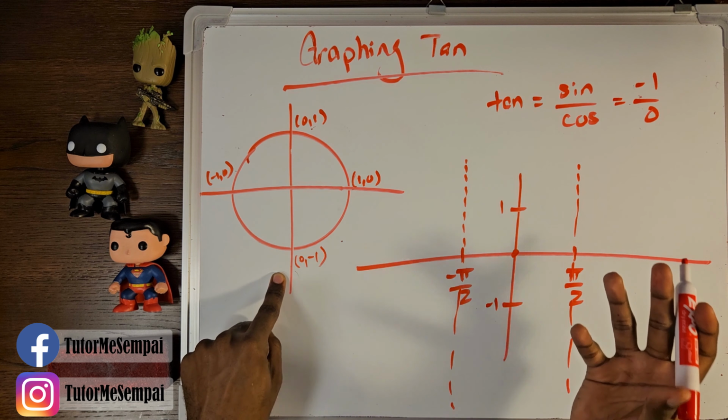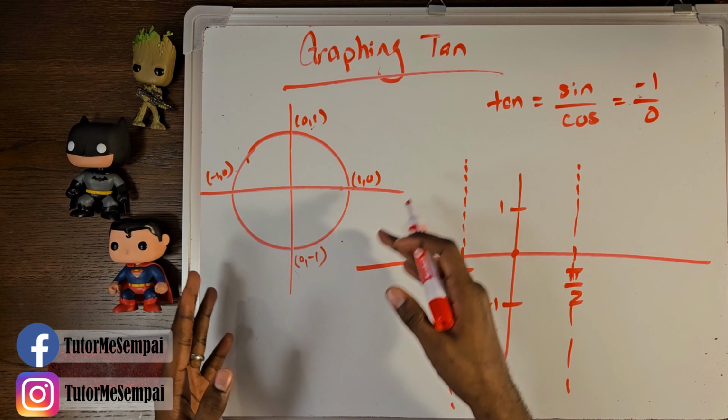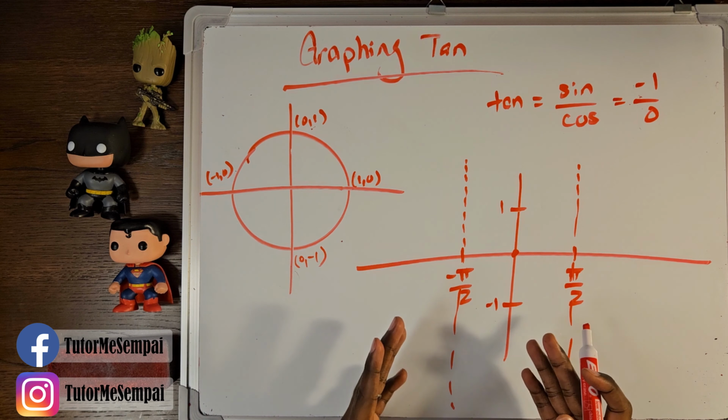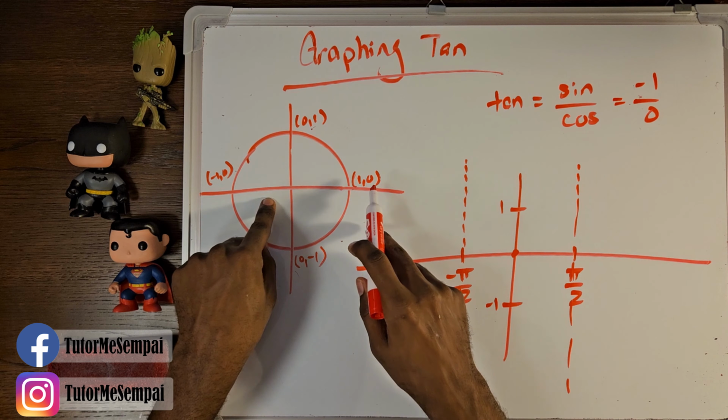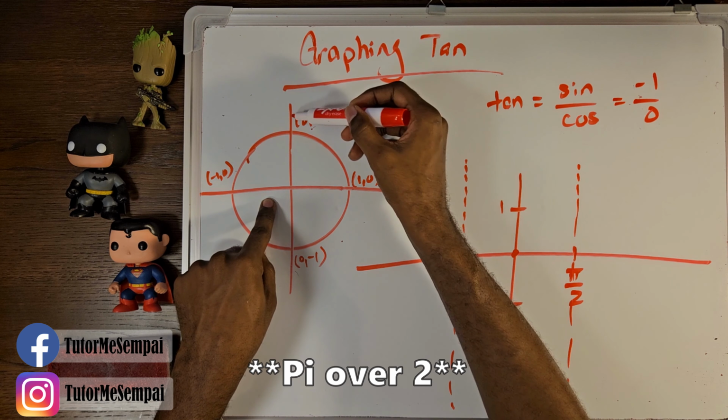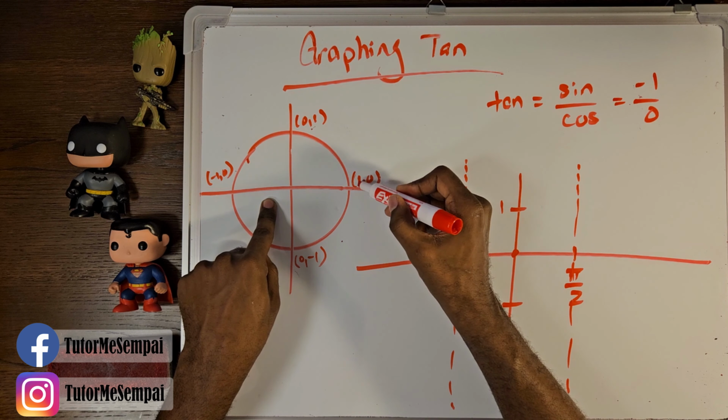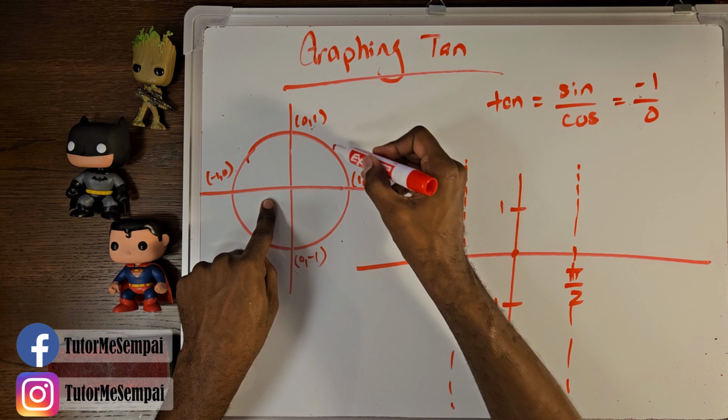But how does tangent look in between? We don't have any extra values here. So how do we know what it looks like in between these asymptotes? Well, take a look at your abbreviated unit circle. When you're going from 0 to pi over 2, notice that your cosine value goes from 1 to 0.